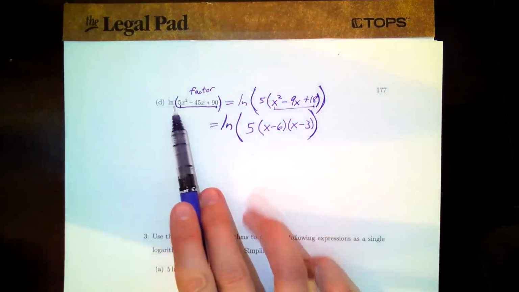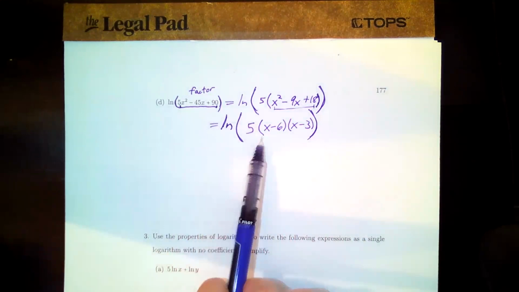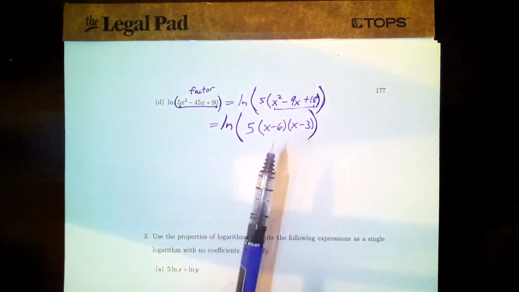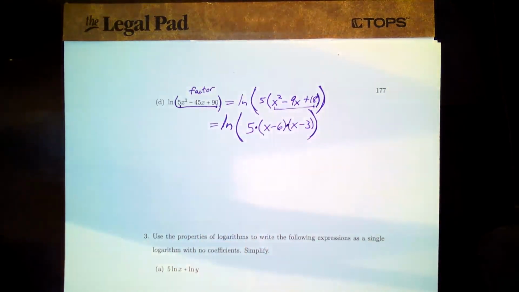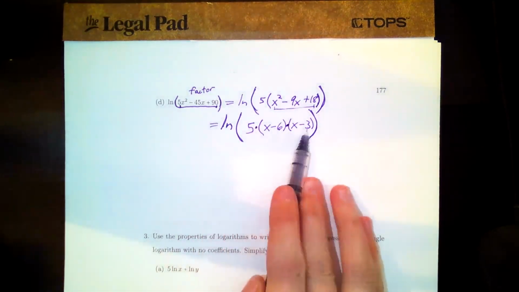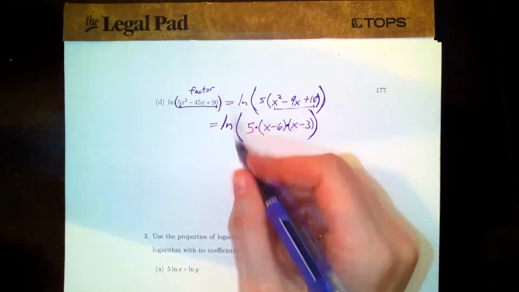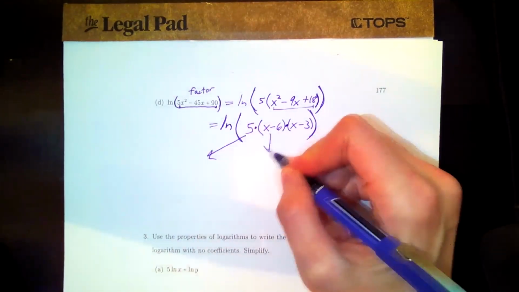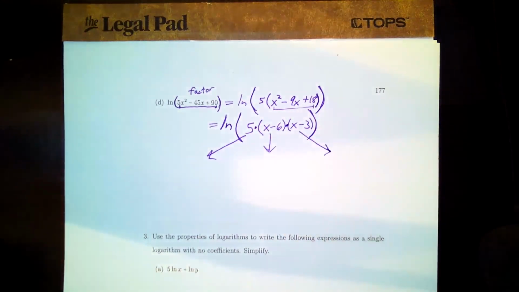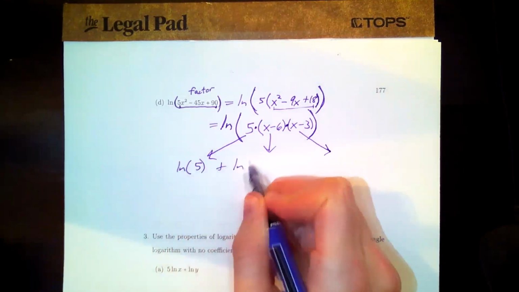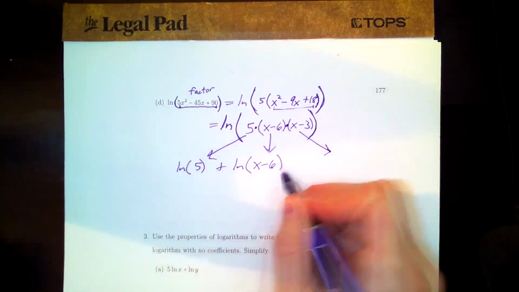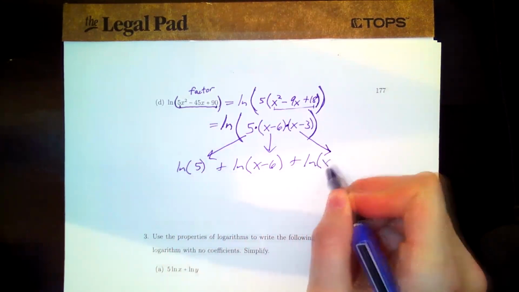So if I can't expand this, can I expand this now? We can, because now I have something that is multiplications inside. That's the ticket. Those can split. So I have 3 terms multiplied, 1, 2, 3. This will split into 3 logs added together. This becomes ln of 5 plus ln of x minus 6 plus ln of x minus 3.